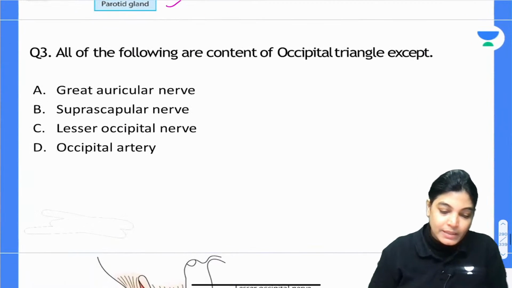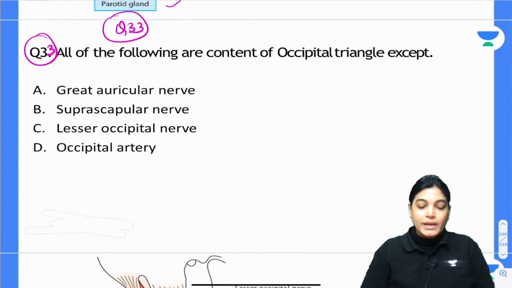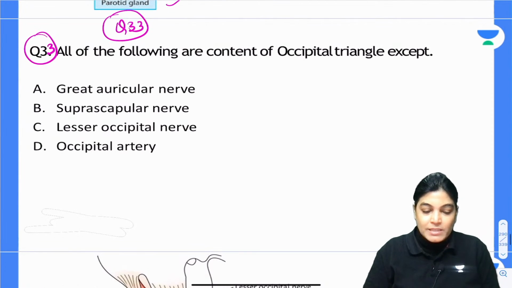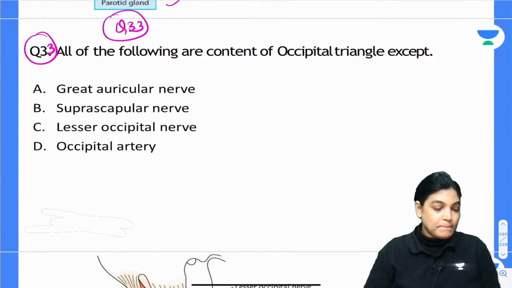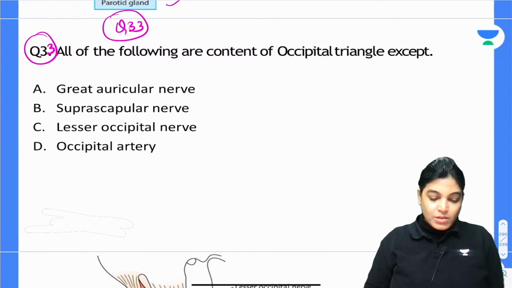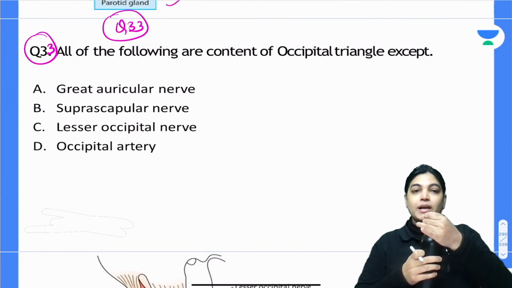Let's move on to question number 33. All of the following are the contents of the occipital triangle except: great auricular nerve, suprascapular nerve, lesser occipital nerve, occipital artery. Which is the correct answer, dear? Please mark it.